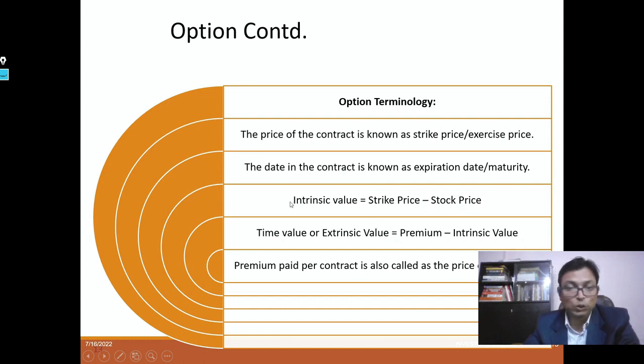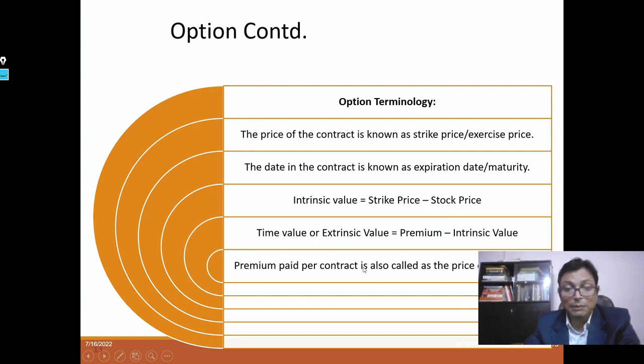So that way you should know what is the intrinsic value of the option, and what is the time value or extrinsic value of the option. You can calculate all this by using this formula. Strike price minus stock price is going to give the intrinsic value. Premium, or the call price or put price, minus intrinsic value is going to give the extrinsic value.